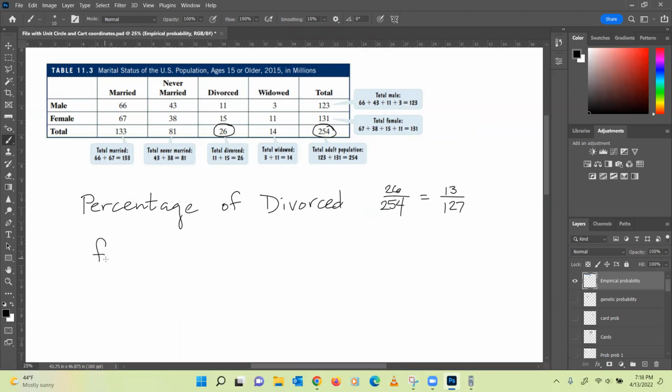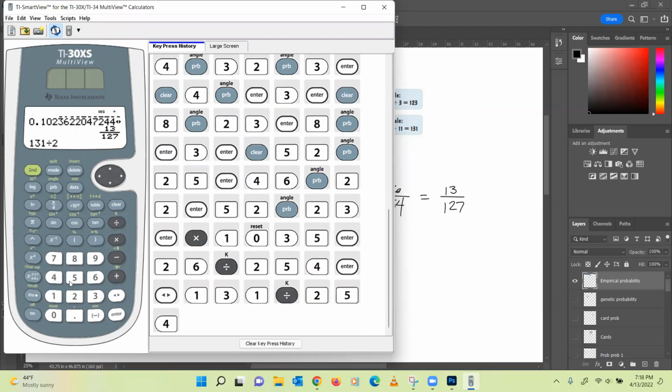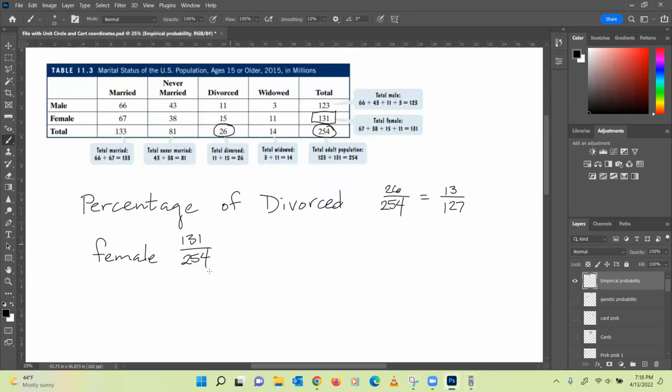How about a female? What are the odds that that person would be female? Well, the total number of females is 131. Out of the total number of people, 254. So 131 out of 254. I don't know that that simplifies very much. Nope. So that is the odds of picking a female randomly.